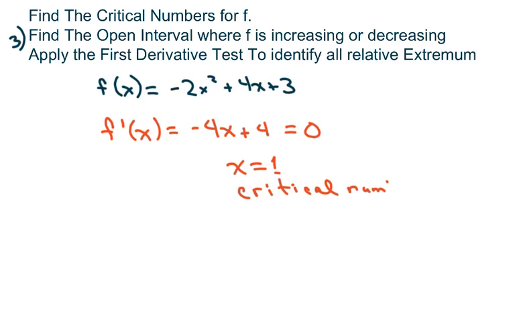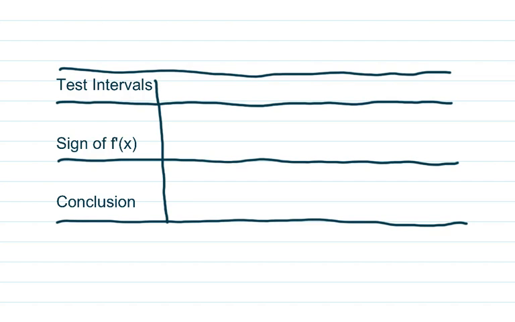Since this is a polynomial, we know our domain is all real numbers, but since we have a critical number, that's where we're going to use our test numbers. So for my test intervals, I'm going to go from negative infinity to 1, because 1 is our critical number, and 1 to infinity.